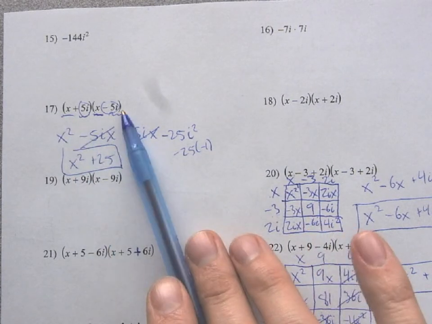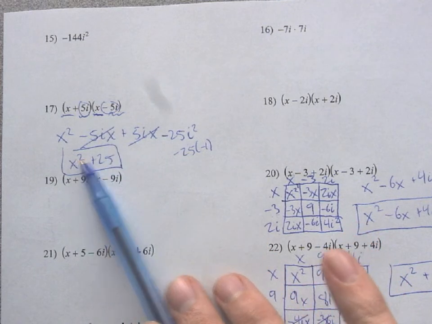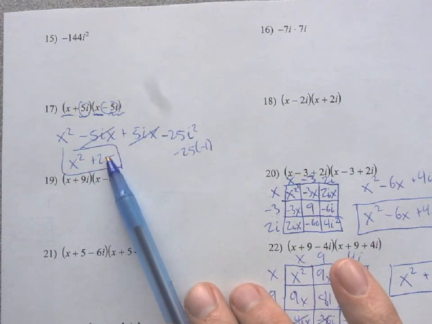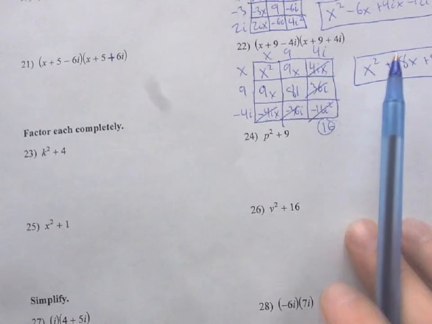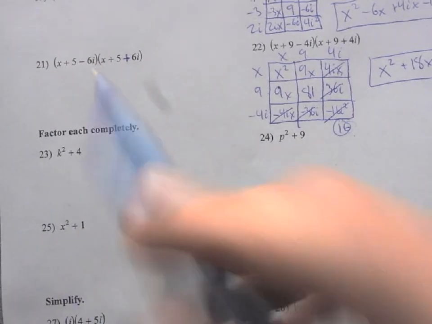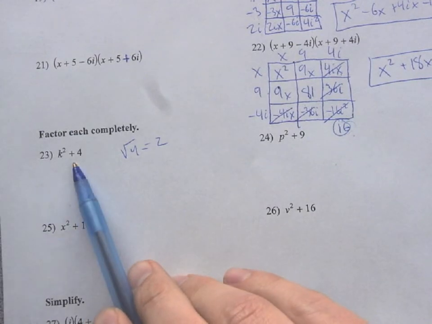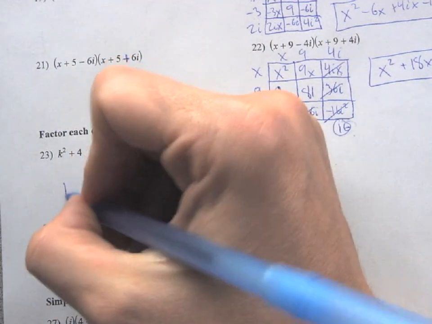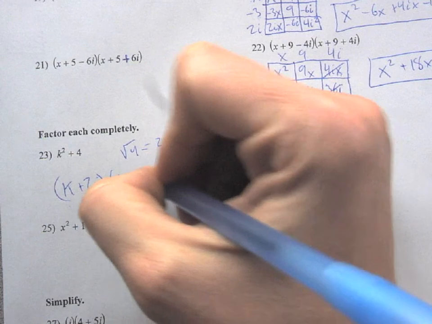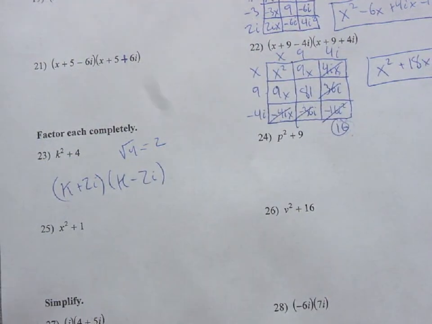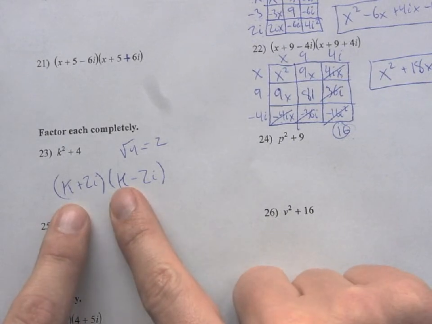So when I have this conjugate pair with a plus 5i and a minus 5i, I get x squared plus 25. And we know 5 is the square root of 25. So if I have something like this, k squared plus 4, I know the square root of 4 is equal to 2. And since this is a sum of squares, then it should probably factor to k plus 2i and k minus 2i.